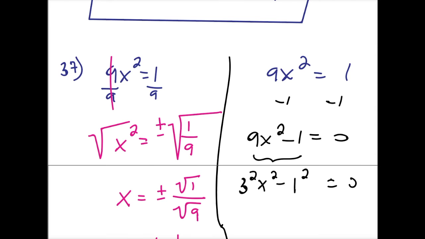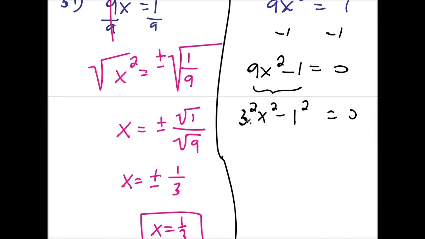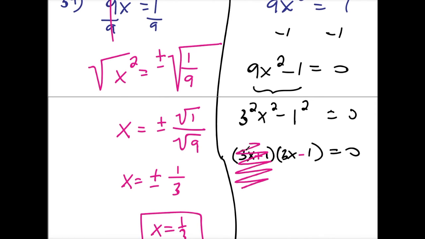Okay, so that means I can take the square root of that, the square root of that. So boom, boom, boom, boom equals 0. That leaves me with the square root of 9x squared is 3x, and the square root of 1 is 1. And then it's the difference of squares thing, so it's plus and minus. Then you go 3x minus 1 equals 0. And then you end up with 3x plus 1 equals 0.